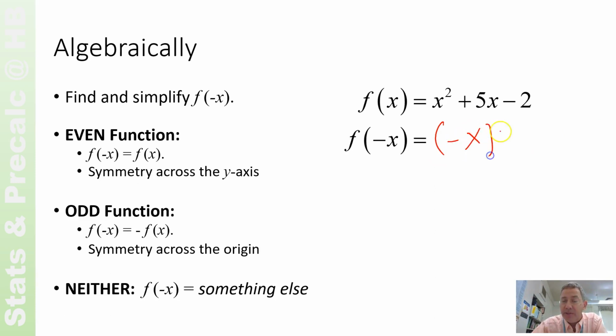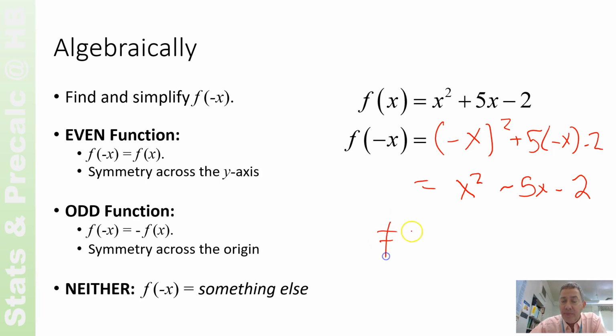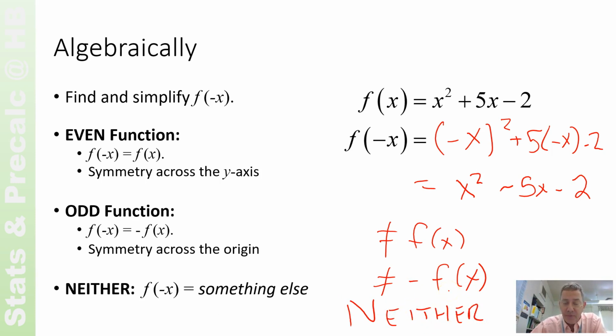Like if I put in the opposite of x in x squared plus 5x minus 2, I would get out the opposite of x squared, which is going to be the same as x squared. This will be minus 5x. This will be minus 2. You'll notice that is not the same as f of x. It's also not, because of the minus on the f of x, the same as the opposite of f of x. So this function is neither even nor odd. So there you have it, the graphical, the numerical, and the algebraic ways of finding if a function is odd or even.